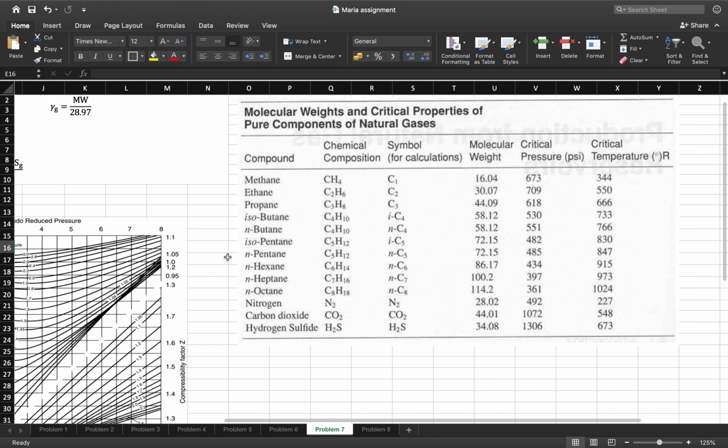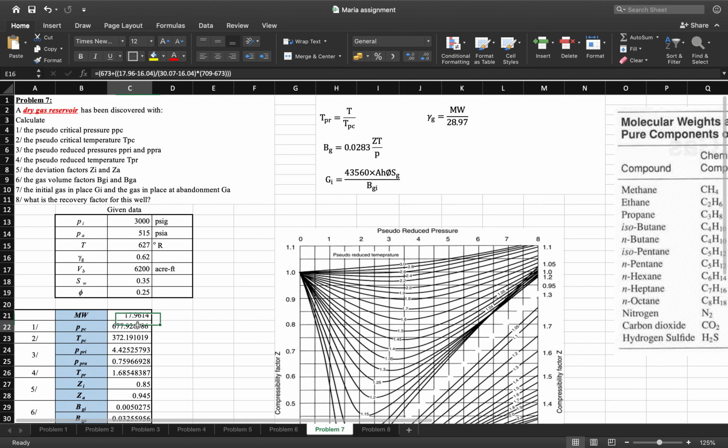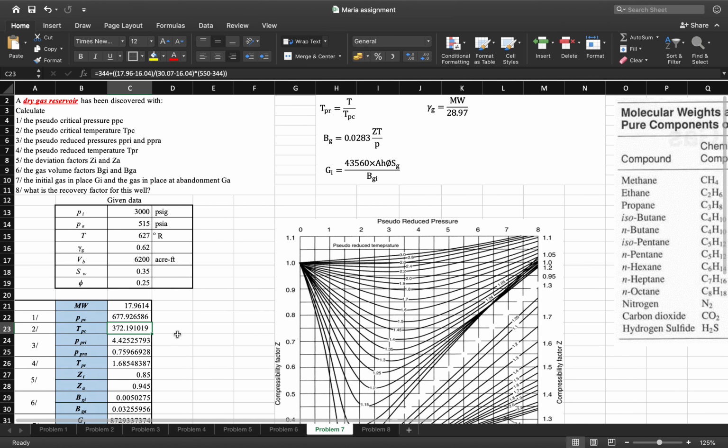This one is a dry gas reservoir, so it means that it will have C1 and C2. You have the molecular weight of the methane, it will be this one, and the ethane is this one. The same for the critical pressure and the critical temperature. So here I can calculate the PC, and the same for the TC. I also use this table to calculate this one.